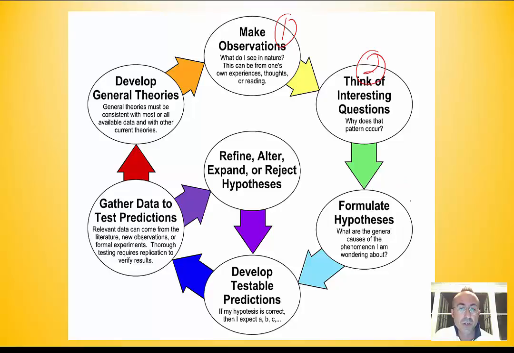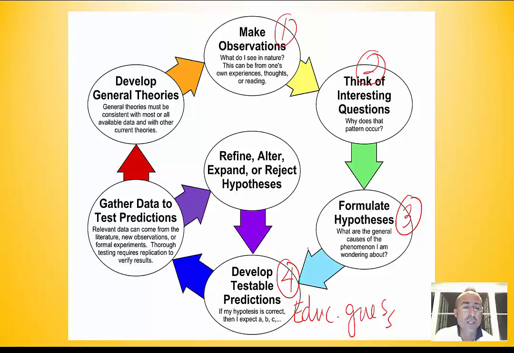Okay. So then, what you're going to do is start to look at and formulate hypotheses. Okay. What are the causes for this phenomenon that I'm wondering about? Okay, so once you start to formulate those, then you're going to make your formal educated guess. That's going to be number 4 here. So these are going to be the actual final formal hypotheses, or your testable predictions, that you will then undergo your experiment to reject or to support.